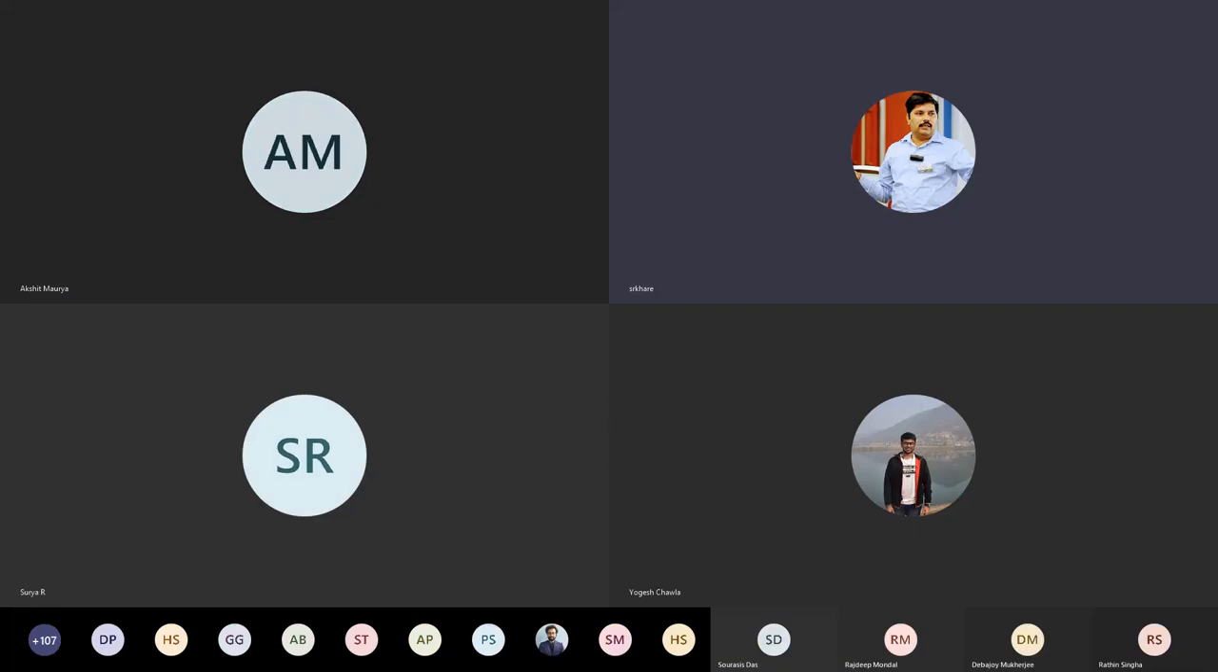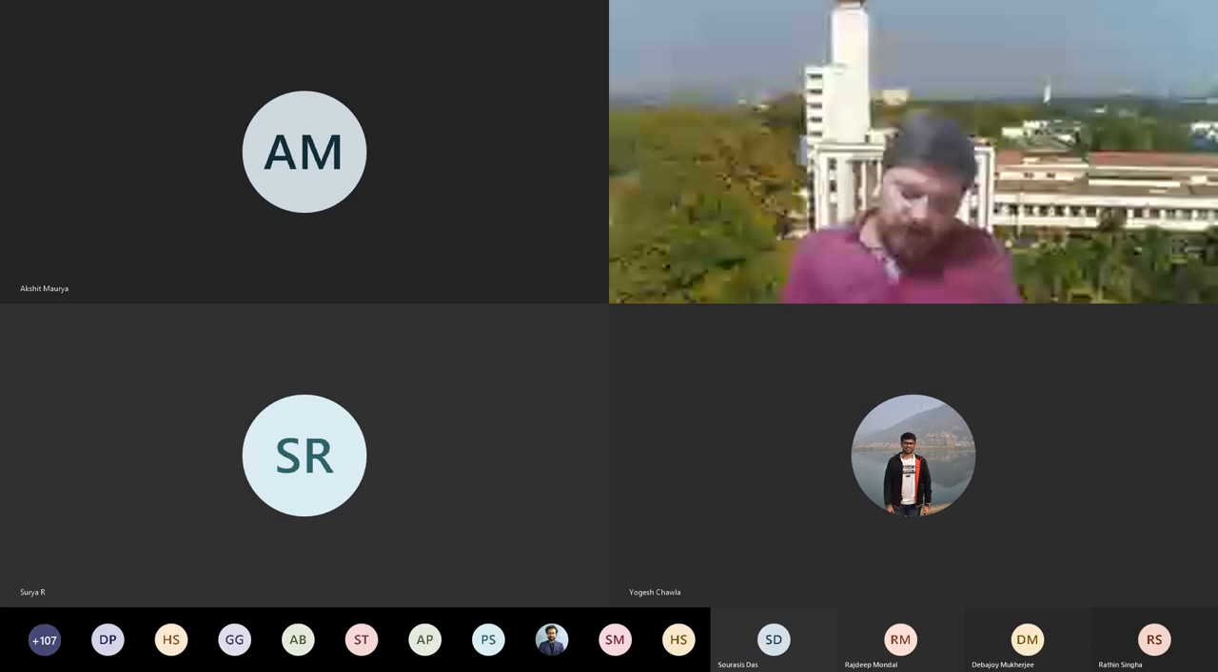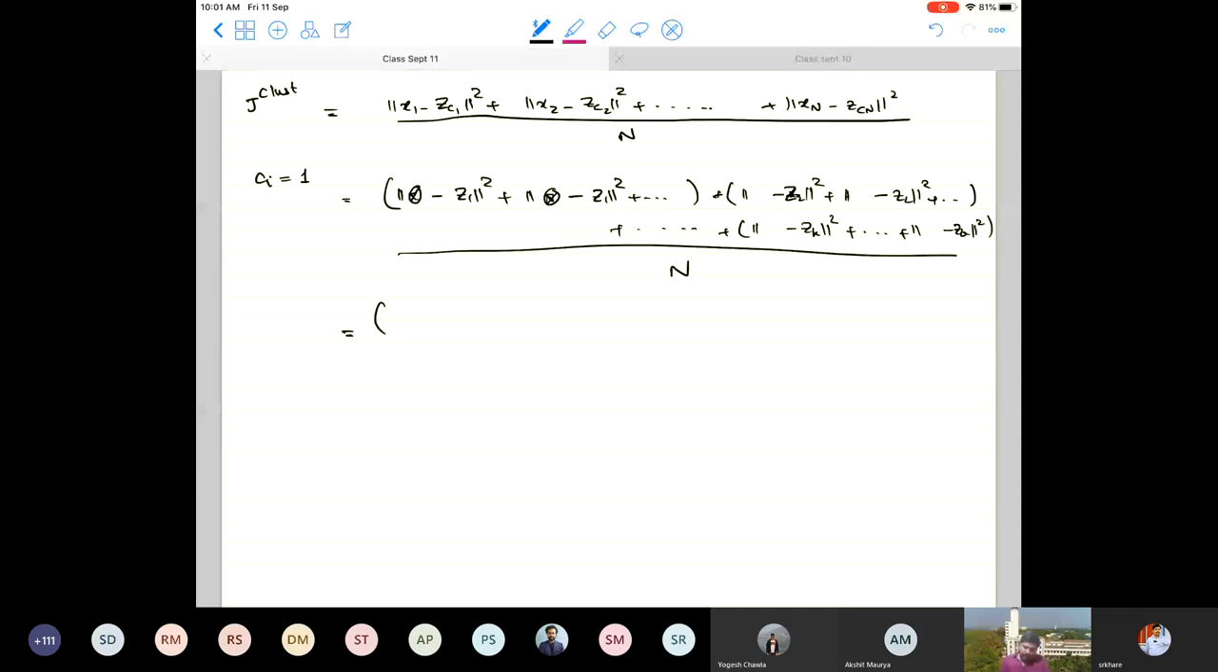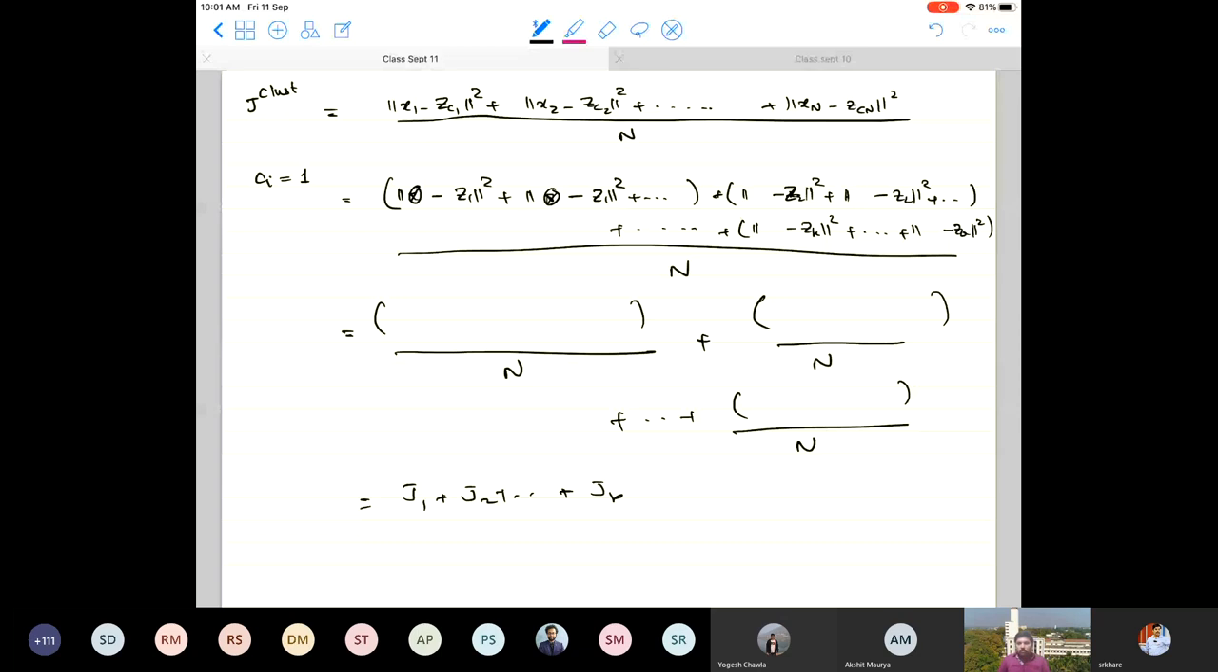So this is your first bracket divided by n plus second bracket divided by n, and so on, plus last bracket divided by n. That is how it is going to look. So this part is j1 plus j2 plus jk. Do you understand why 1 by n comes in j1, j2, jk now?